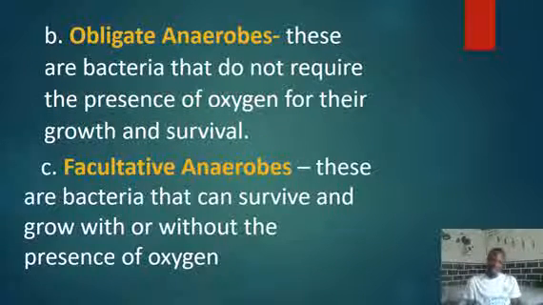And the third one is what we call the facultative anaerobes. Now these ones are bacteria that can survive and grow with or without oxygen presence. So for these ones, they can survive whether there is oxygen or not. So we call them facultative anaerobes. So let's take critical note of this one.